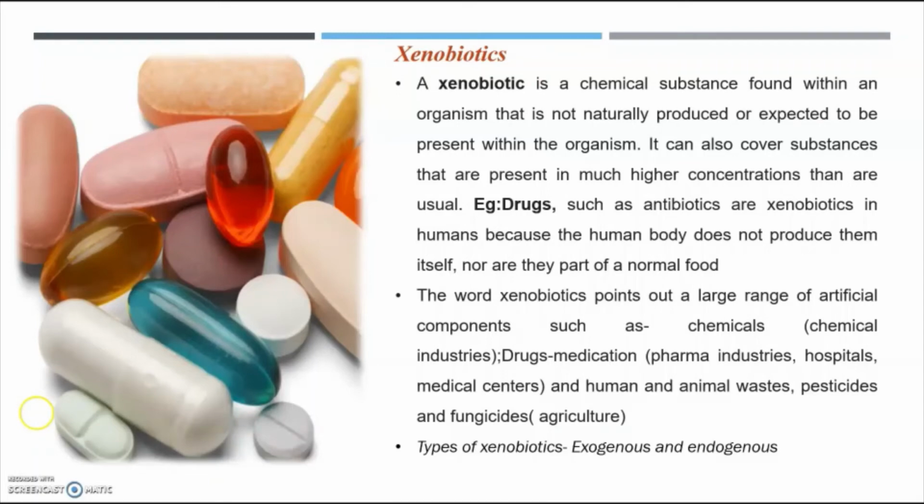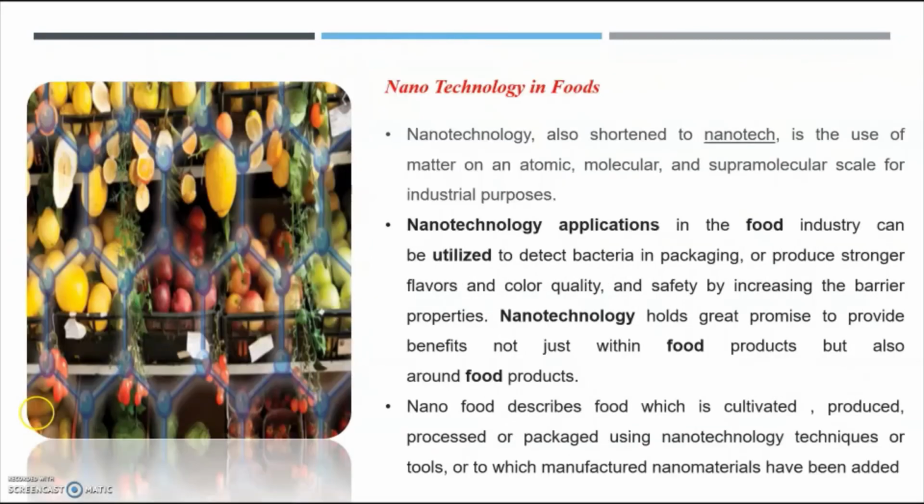Now the word xenobiotic points to a large range of artificial components such as chemicals from the chemical industries, drugs for medication from the pharma industries, hospitals, medical centers, human and animal waste, and pesticides and fungicides from the agriculture field. These xenobiotics are of two types, exogenous and endogenous.